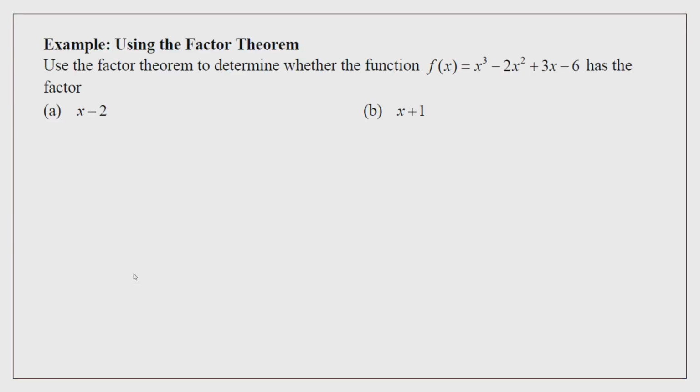So now let's solve some problems using the factor theorem. So we'll use the factor theorem to determine whether the function f of x equals x cubed minus 2x squared plus 3x minus 6 has the factor x minus 2. Okay, so in this case, we're going to set x minus 2 equal to 0, and so x is going to equal 2. So we will evaluate 2 in our function.